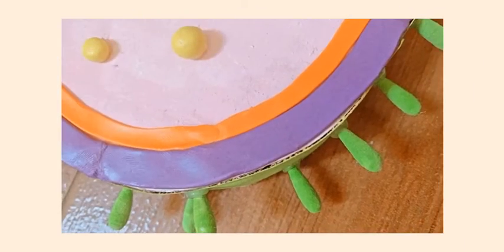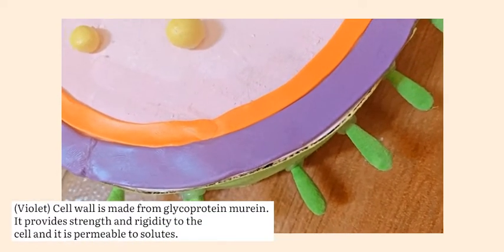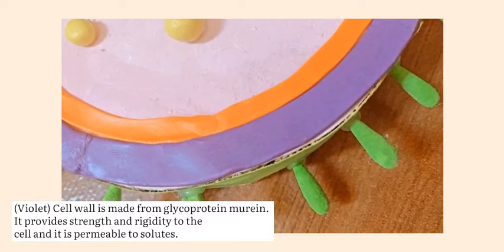Cell wall is made of glycoprotein murein. Cell wall provides strength and rigidity to the cell, and it is permeable to solutes.